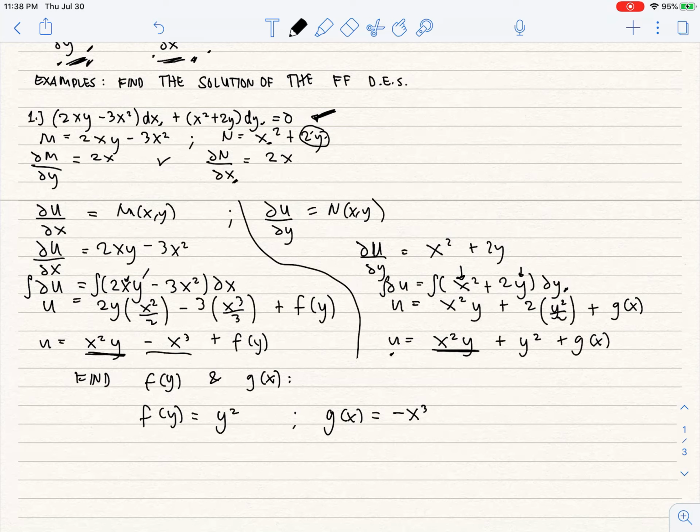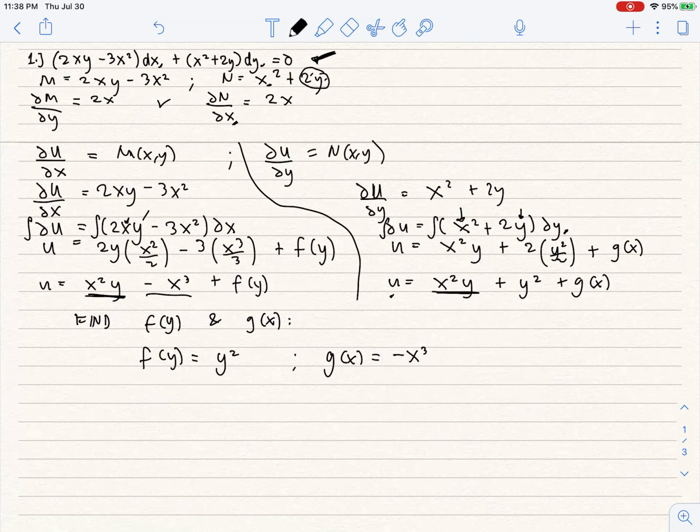So kumbaga kung kani imong f of y diri naa siya'y kanang other variables na dili y, pasabutan na kay na mali sa imong pag-solve. Then same with this one. Dapat x na ni, dapat kani y lang na. Okay? So since we now have the values of f of y and g of x, we can substitute these values to this equation. Or pwede pod kanina value with this equation. Either way, we will come up with the same answer.